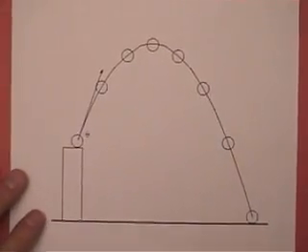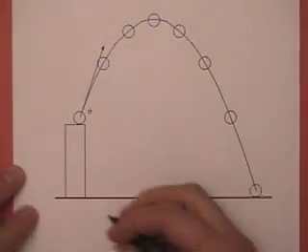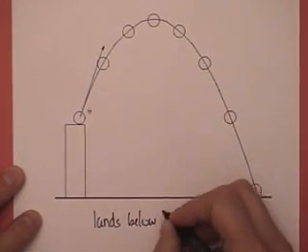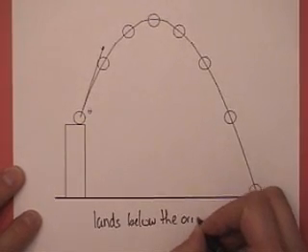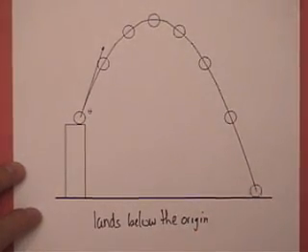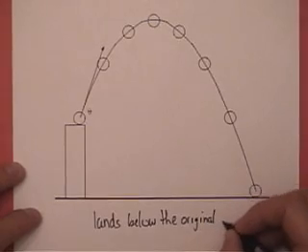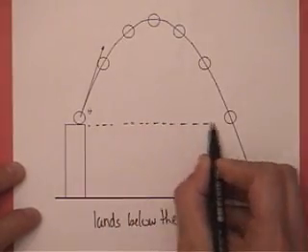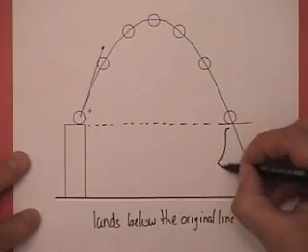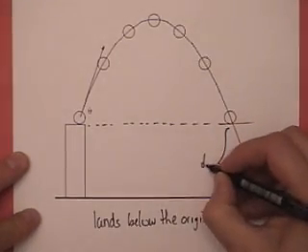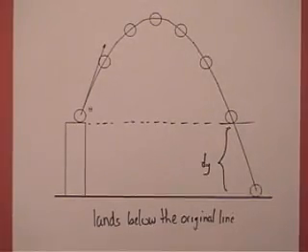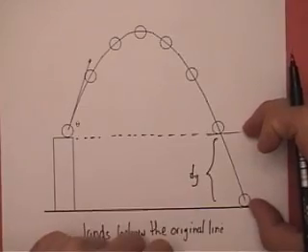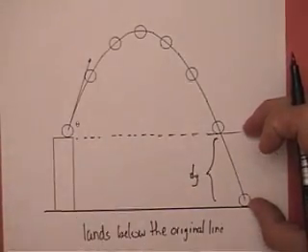Here's our first variation. This one, we say lands below the origin. Or maybe not the origin, the original line. So here's your original line. You're landing this height below. So actually, you're just landing a dy value below. And when you do this right, this dy value should end up being negative. So if your answer ends up being negative 50, that means that you're landing 50 meters below.